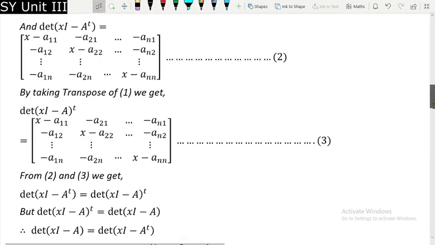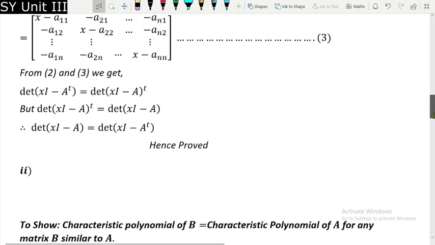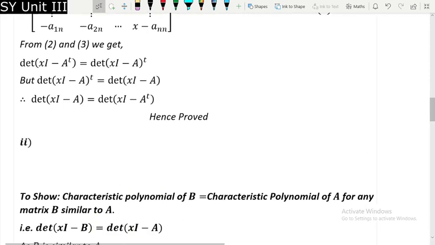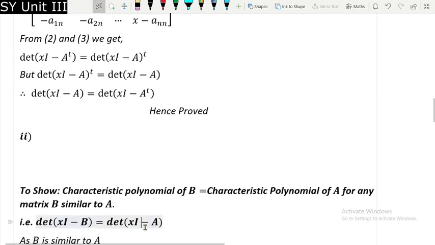Now we'll go for part b. We have to show that the characteristic polynomial of B is equal to the characteristic polynomial of A for any matrix B similar to A. So that is what we have to show: determinant of xI minus B is equal to determinant of xI minus A, because the characteristic polynomial of B will be determinant of xI minus B, and the characteristic polynomial of A will be determinant of xI minus A. So we have to show that these two things are equal.